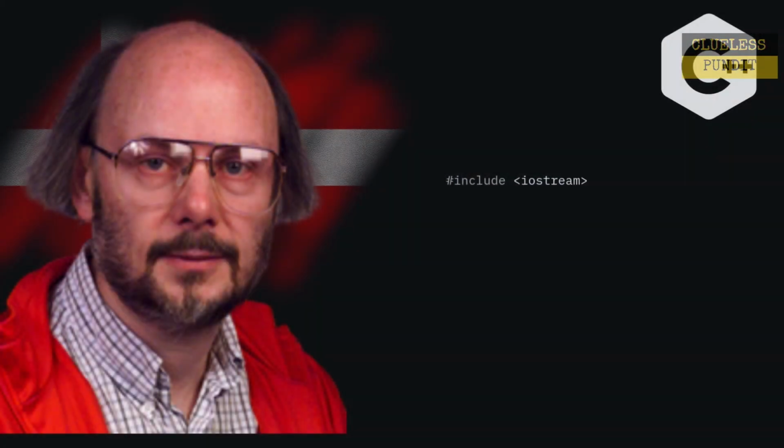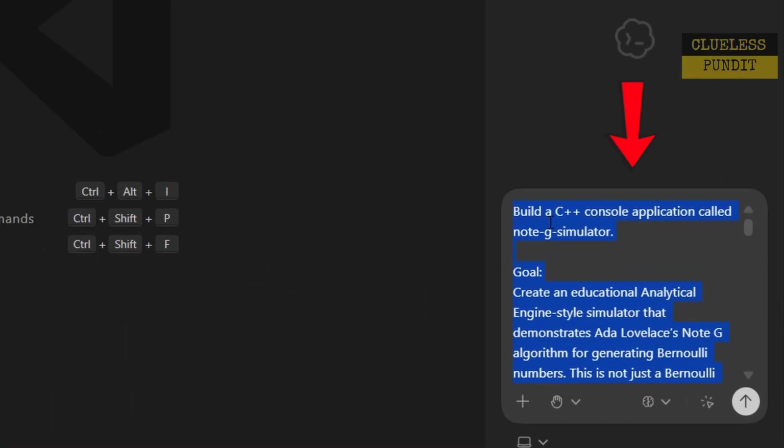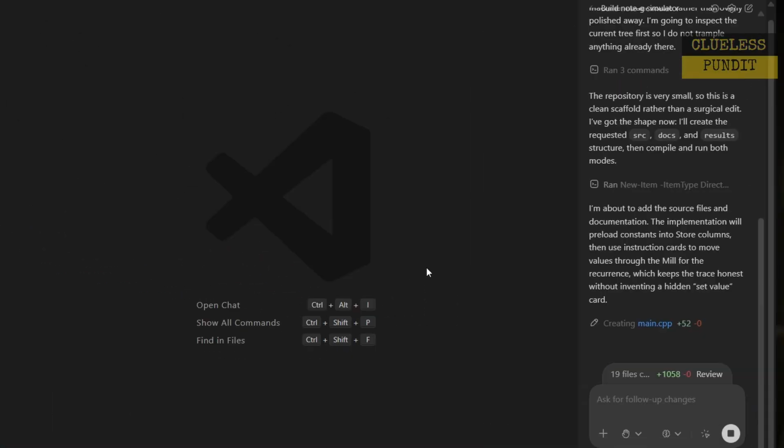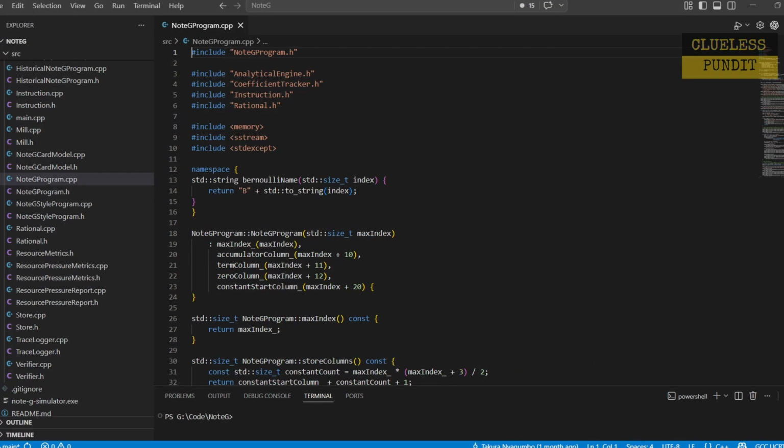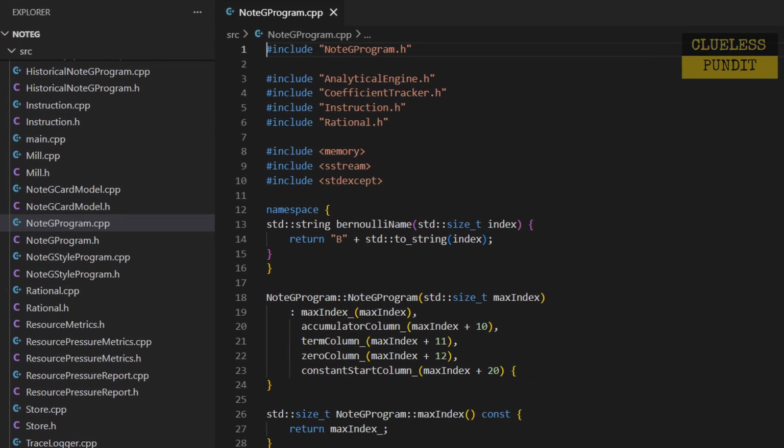I chose C++ for this because C++ has a reputation. It is not the friendliest language in the building. The strange part is that I did not have to fight with the syntax. AI handled most of that. Without AI, this simulator would probably have taken me months. With AI, I had a working simulator in a few hours.